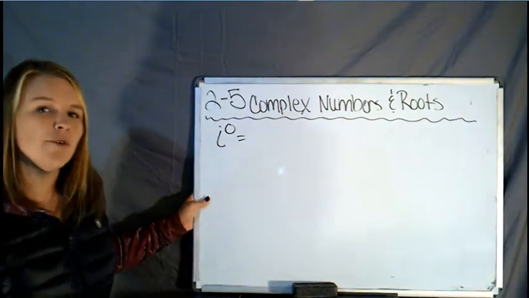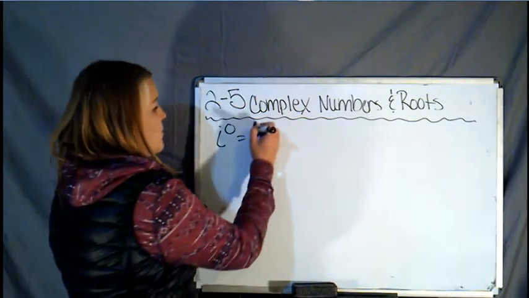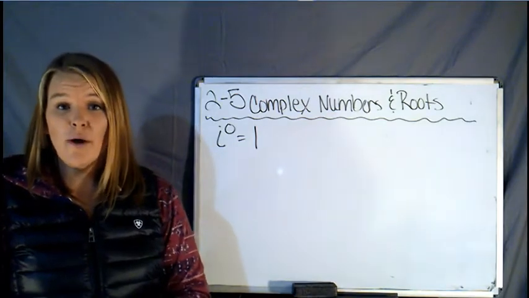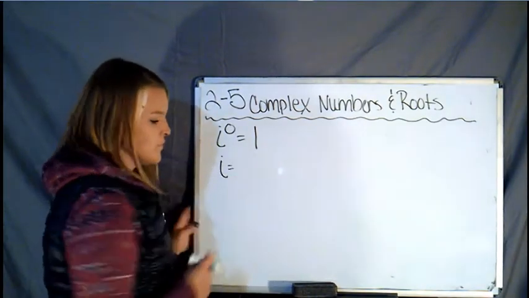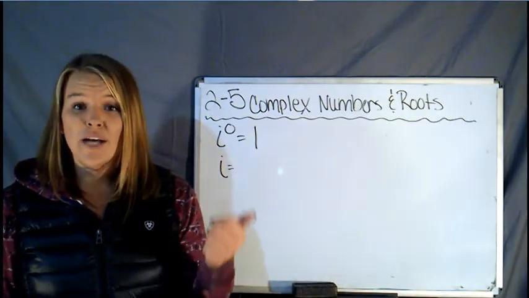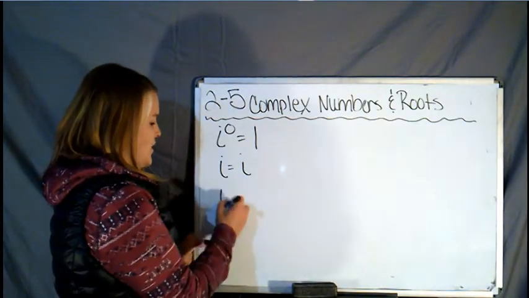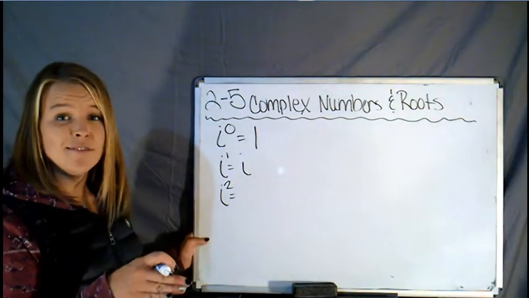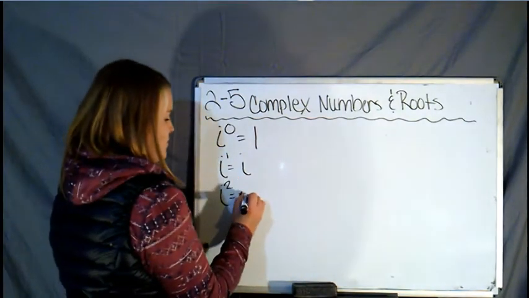What would i to the 0th power be? I would assume 1, because it's true in i, just like it's true in all numbers, that anything to the 0th power is equal to 1. So i to the 1st power, we know the rule that anything to the 1st power is that number. So i to the 1st power is going to be equal to i. i squared is equal to, by definition, -1, since i is defined as a number whose square is equal to -1.